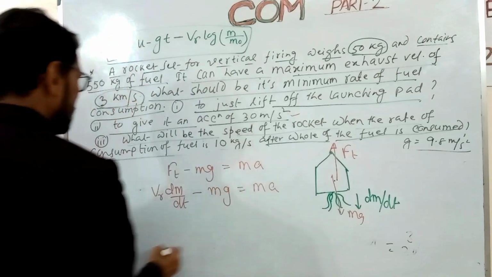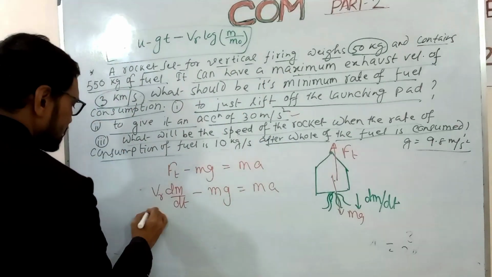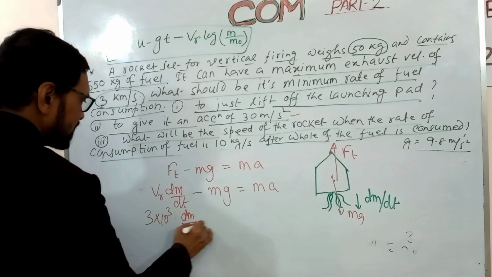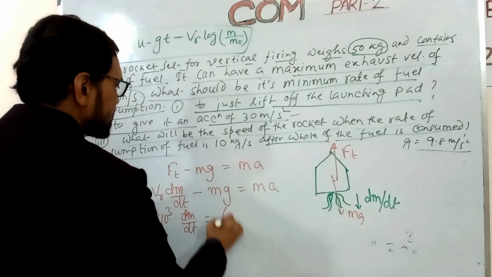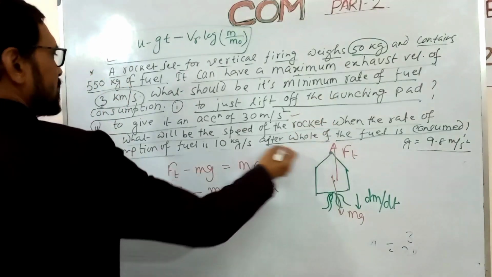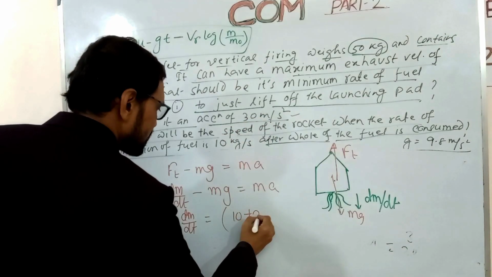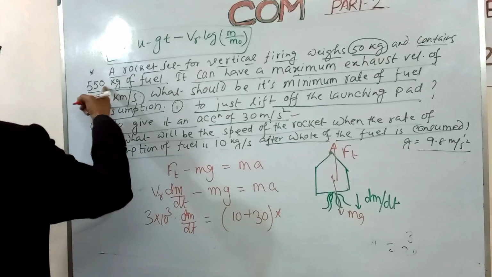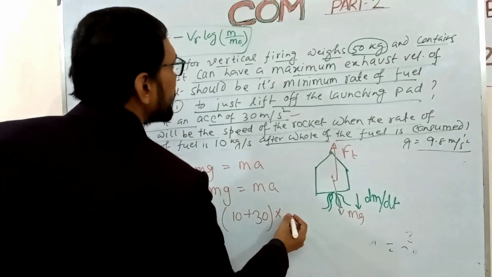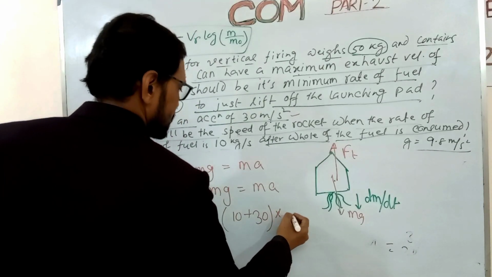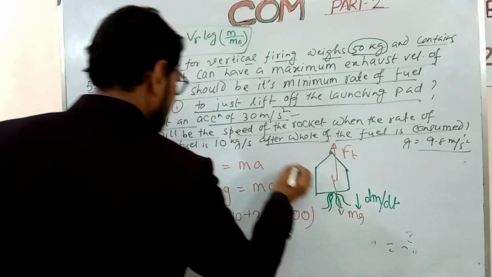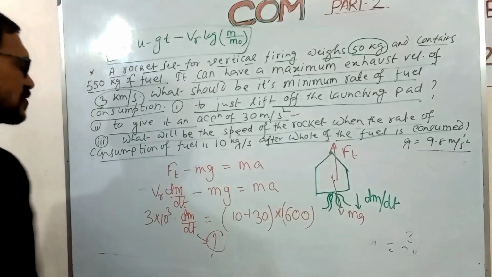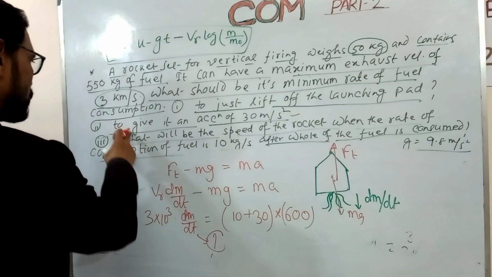So vr dm/dt minus mg equals ma. Now vr times dm/dt, which we have to find, equals m(a + g). Here g is 10 and a is 30 meter per second squared, multiplied by the mass of the rocket, 550 plus 50. From this we get dm/dt. So this is the answer to the second question.